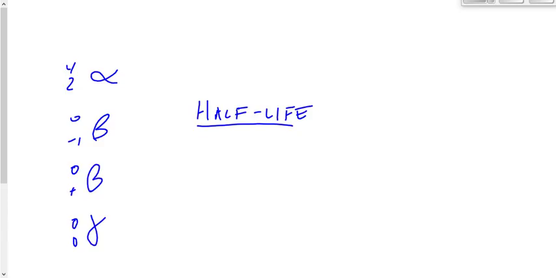We also talked about transmutation. Transmutation is the conversion of one element to another that can happen, among other ways, by radioactivity. We're going to learn 2 more ways later today about how transmutation can occur, how one element can change into another element. Let's go back to half-life for a second, though.